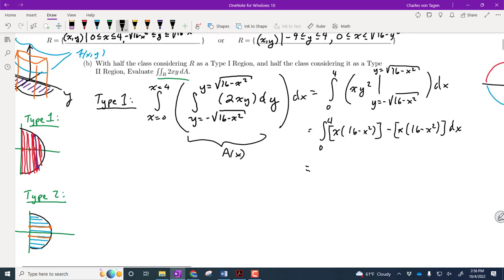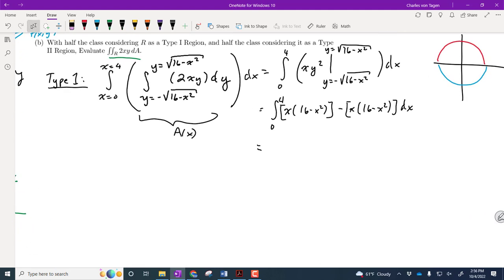Technically, I need another parentheses in there. I'm not going to write it. I guess I should. There's another parentheses in there. But notice that that's an expression minus itself, and so we're integrating from 0 to 4 the function 0. And what's the area underneath the curve of the function 0 between 0 and 4?